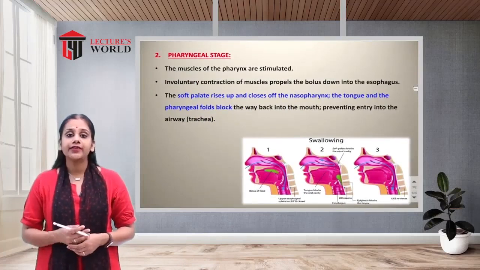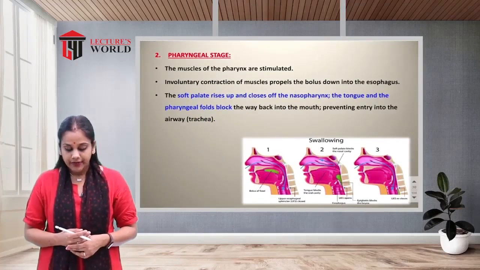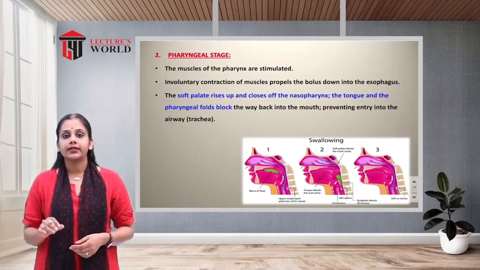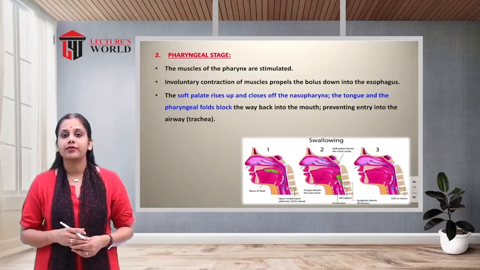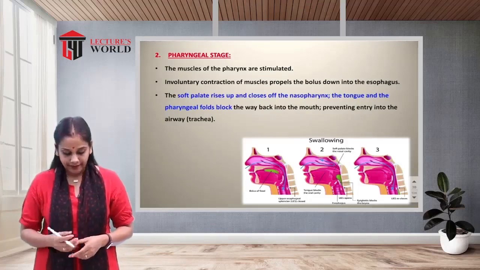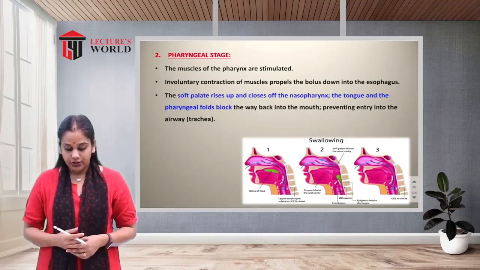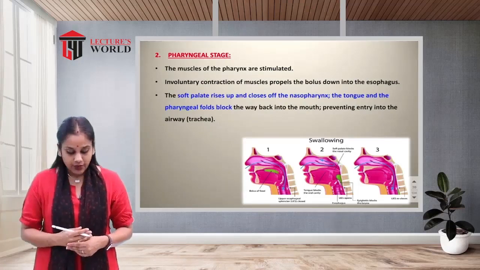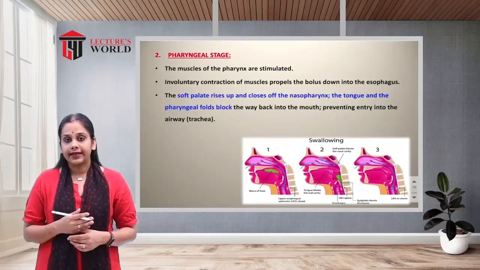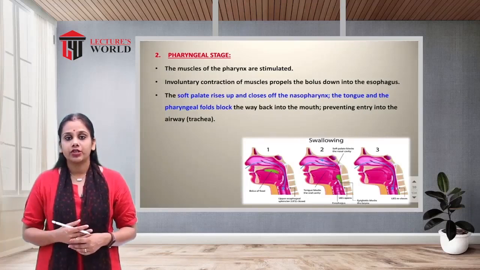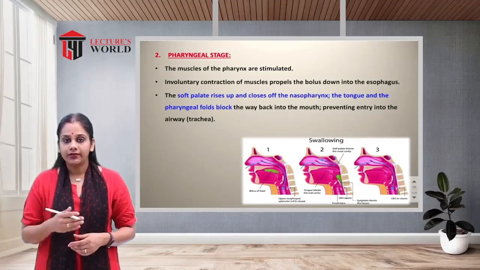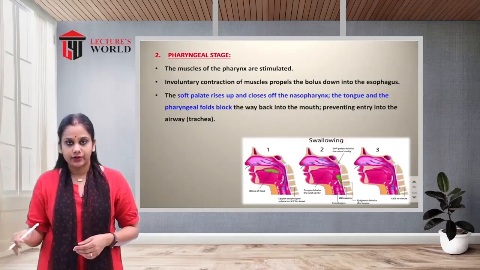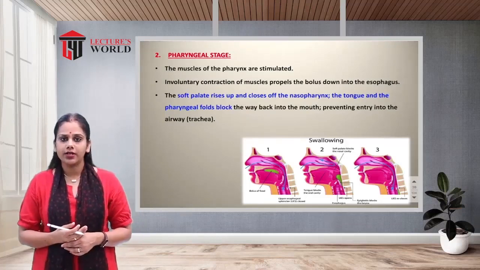Now the second stage is the pharyngeal stage. When the bolus enters the pharynx, the muscles of the pharynx are stimulated. There is involuntary contraction of the muscles that propel the bolus down into the esophagus. The involuntary contraction of the muscles of the pharynx wall pushes the bolus towards the esophagus. There is no control of ours.